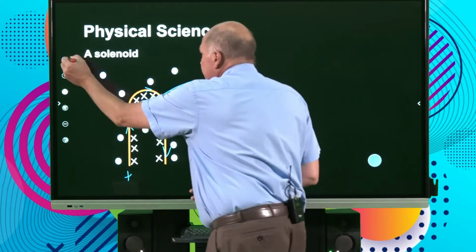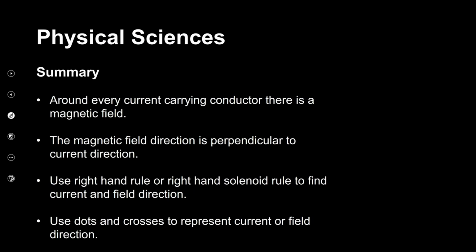And guys, I think that more or less wraps up everything that you need to know about electromagnetism. Let's just make sure that we've got the summary sorted out. Remember, around every current-carrying conductor, there's a magnetic field. The magnetic field is perpendicular to the direction of the current. We use the right-hand rules to do that, and we use dots and crosses to represent the direction of either the current or the field.